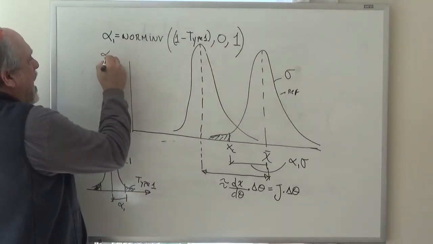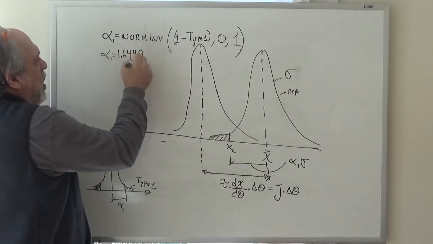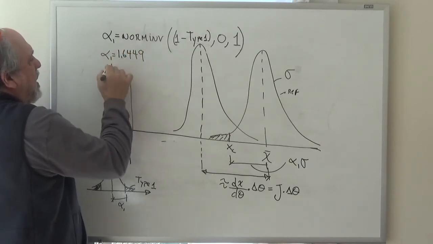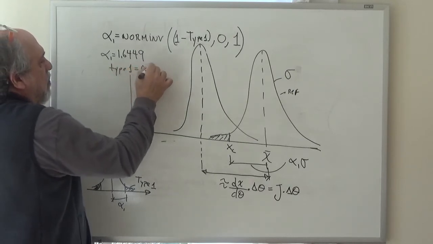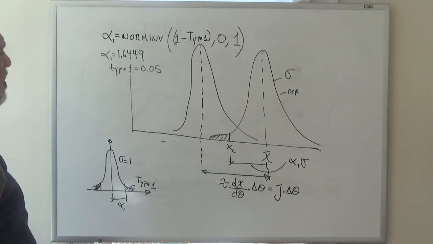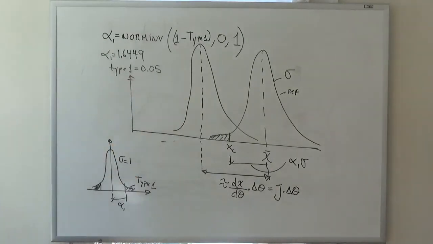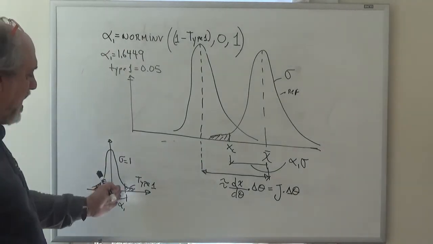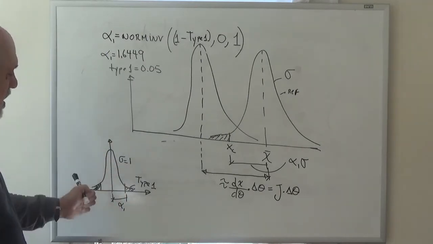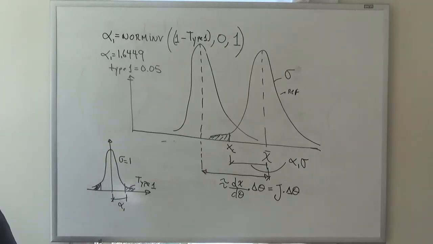And in fact, it turns out that that's equal to 1.6449 for type 1 equals 0.05, okay? Just so that we have the value. So for type 1 equals 0.05, alpha 1 is 1.6449, which means you have to move that many standard deviations to the right in this standard distribution so that 95% of the area is to the left. Okay?